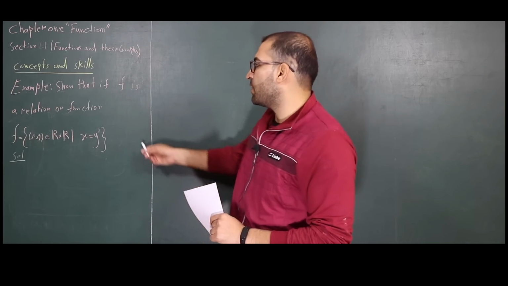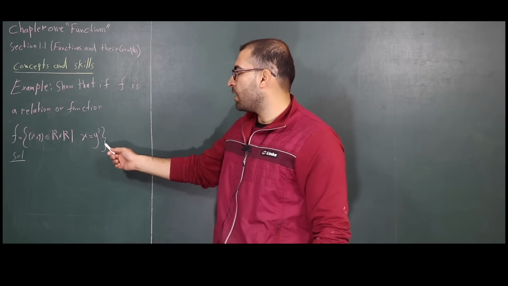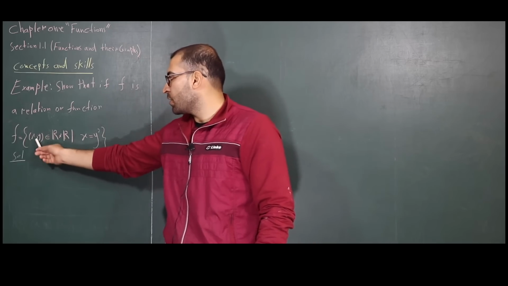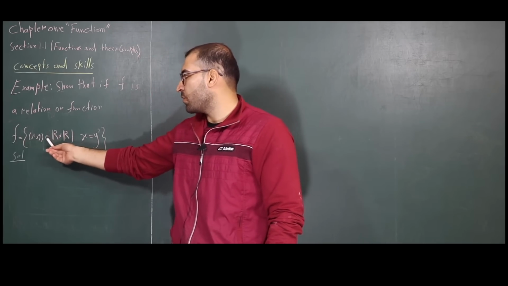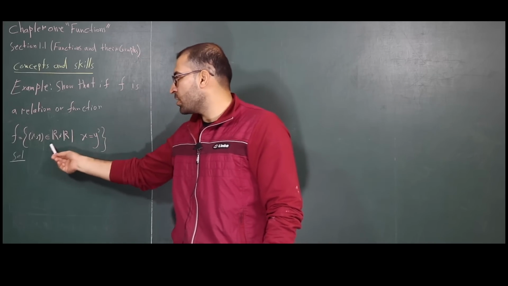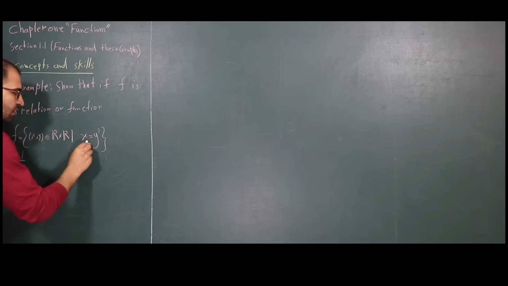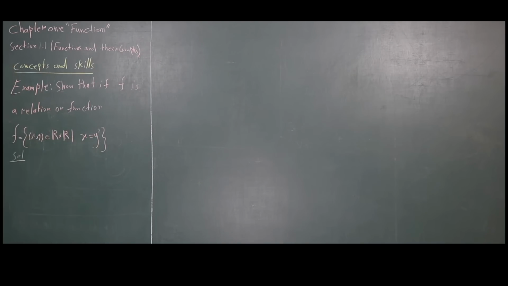Show that if f is a relation or a function, and f is a set of ordered pairs, the first part of the ordered pair belongs to the real numbers, and y also belongs to the real numbers. The connection between these two numbers is that if I square the right part of the ordered pair, the result will be the left part. For example, the ordered pairs will be infinite. So I'm just going to explain it for you.